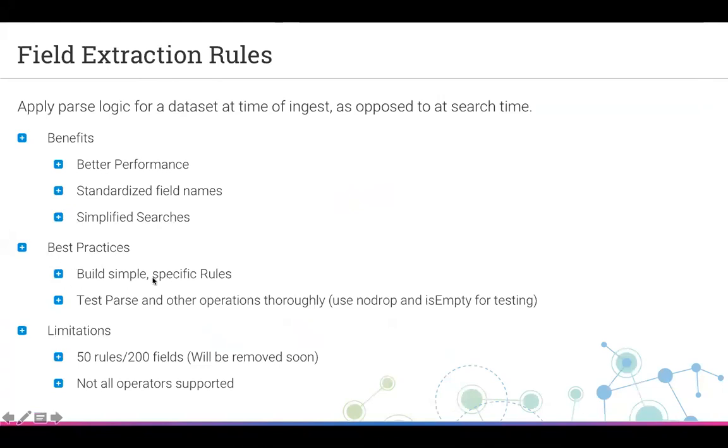Keep them simple. As much as you can, make very simple, specific rules. It's easier to debug a simple rule than it is a very complex rule. And then you obviously want to test them thoroughly. I showed you yesterday how to use the no drop. I showed you how to use isEmpty. You want to be testing these rules before you actually implement them. There is a limitation, which is going to be removed soon. The limitation is that you can only have 50 rules or 200 fields. I wouldn't worry too much because that limitation is going to be going away.